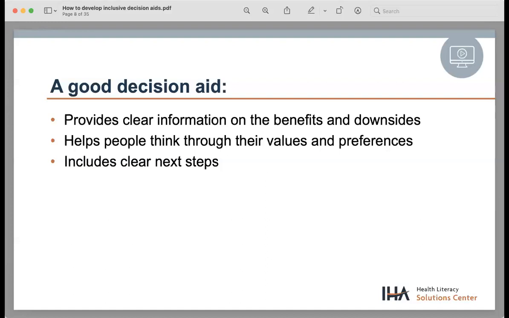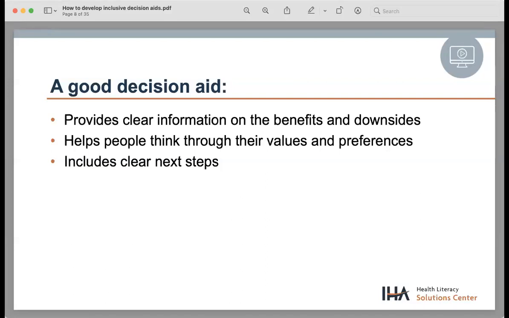So everyone's going to value different things, and a decision aid can help people think through their personal preferences based on their experience. And finally, a good decision aid includes clear next steps. Often that next step is to talk to your doctor or your care team, for people that have multiple healthcare providers, about the decision that they're making. We don't want people to be making these health decisions in a vacuum, even if we're giving people a lot of great helpful information within the decision aid. We want them to go and have that next step with their doctor.